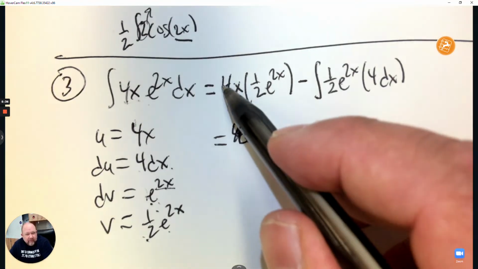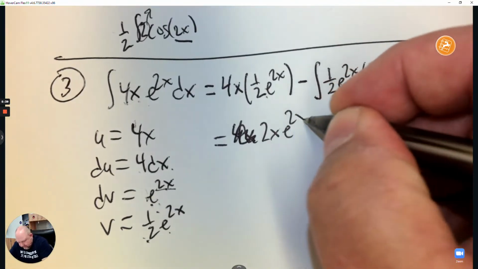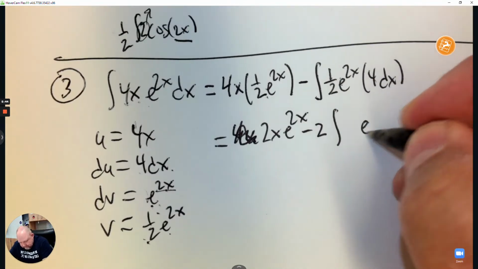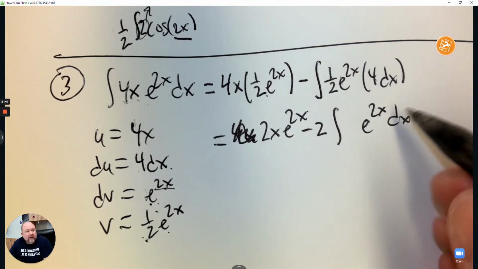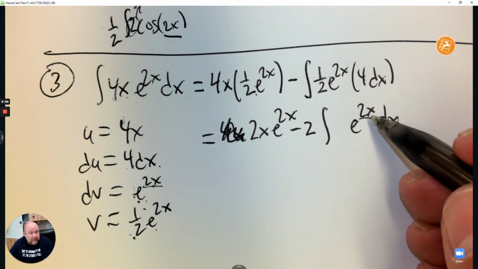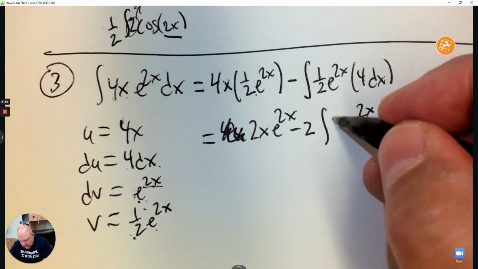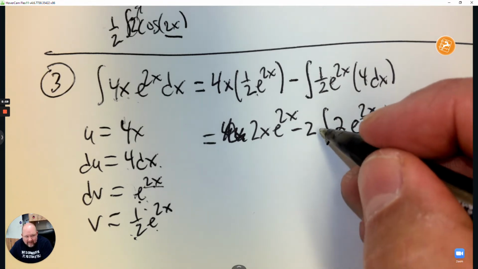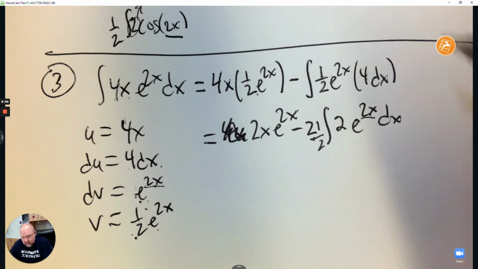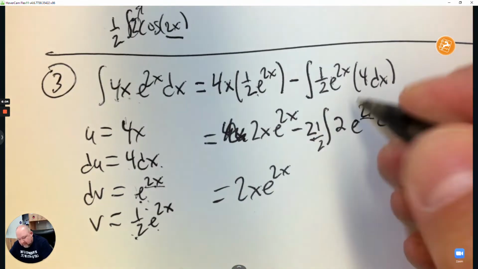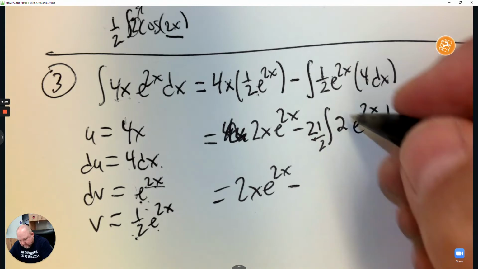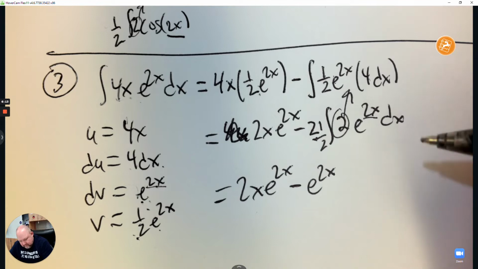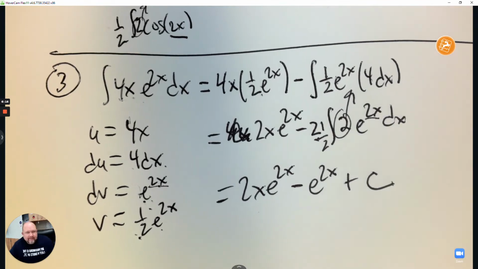So there's the setup. 4 times a half is 2x. 4 times a half is negative 2. I'm going to put that in front. The hook comes from the exponent. The derivative of 2x is 2. That's the hook I need in front for the chain rule. To undo that, I need a 1/2. So we have 2x, e to the 2x. 2 times a half is 1. And then it's just e to the 2x. Plus c.